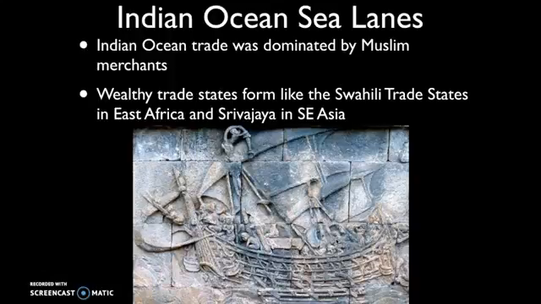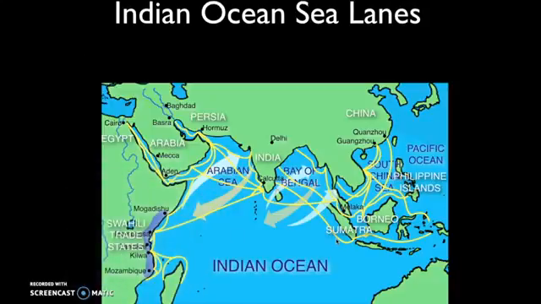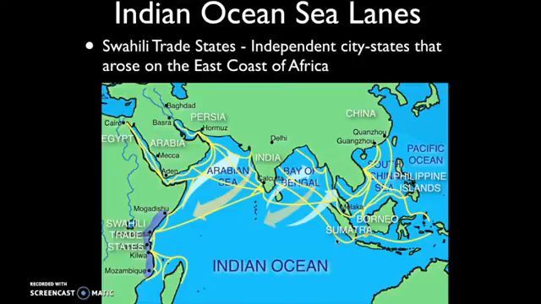And they're going to become wealthy because they're going to be taxing trade. So let's start by talking about the Swahili trade states in East Africa. The Swahili trade states were a collection of independent city-states that arose on the east coast of Africa. This was not a large empire or kingdom. Instead, these were small city-states in the same way that the ancient Greeks or the Sumerians were decentralized city-states.